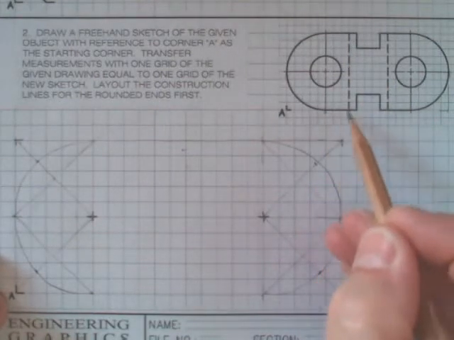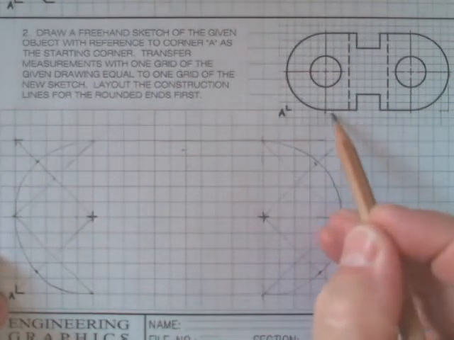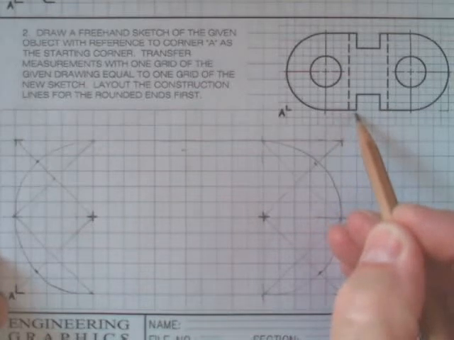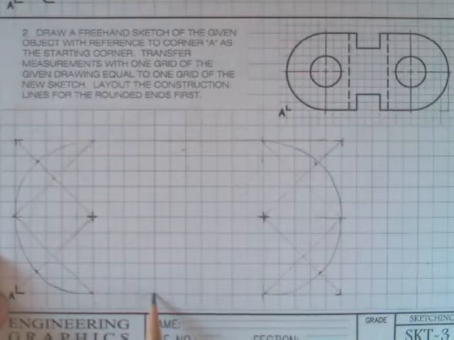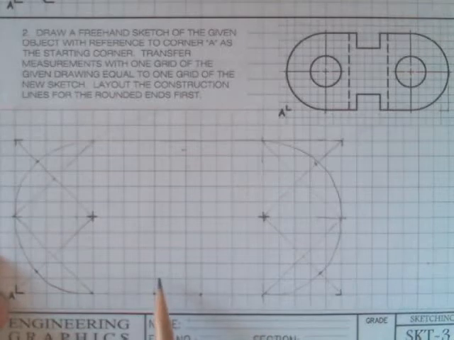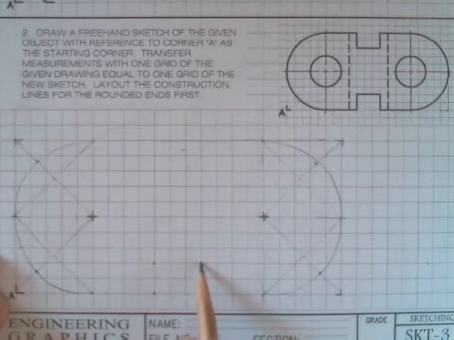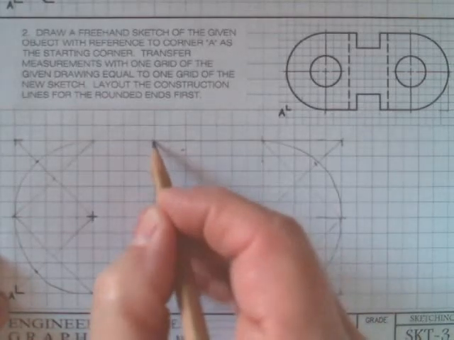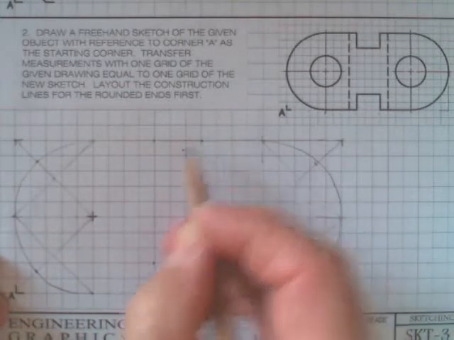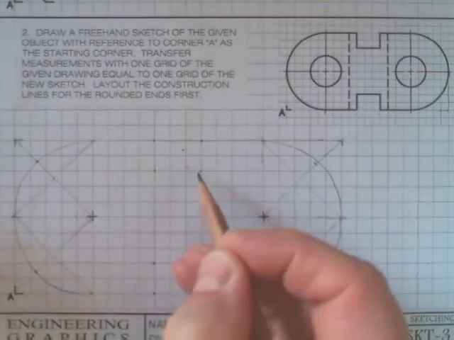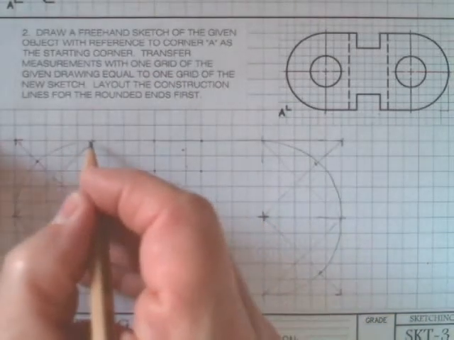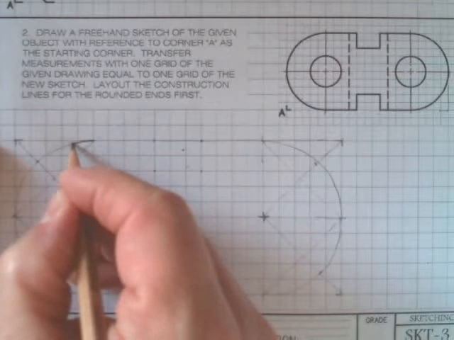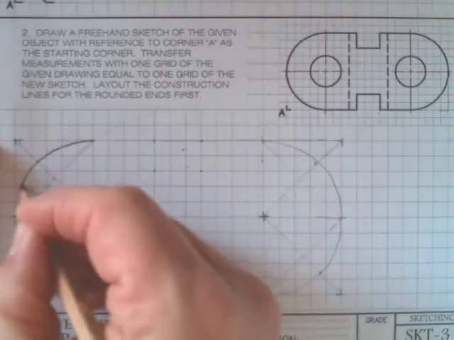From the center point to the notch, 1, 2, 3, 4, and it's 1, 2, 3 wide. 1, 2, 3, 4, 1, 2, 3 wide. It's 2 deep. And when I have one side done, I can simply project to the top. Now, I'm going to go ahead and draw these curves in over my construction lines.